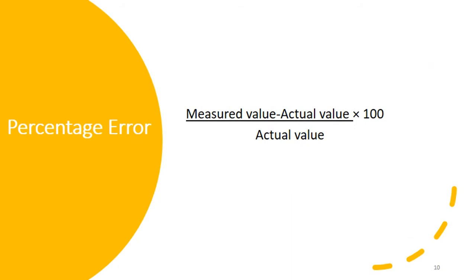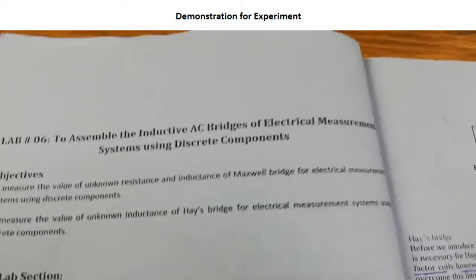This is the formula for the percentage error: measured value minus actual value divided by actual value multiplied by 100. Measured value means the value which we will be measuring from our instrument or our measuring device, and actual value is the value which is taken from the laboratory, like 10 ohms, 10 kilo ohms, or 1 microfarad or 1 microhenry. Let us see how this experiment is performed in our laboratory.